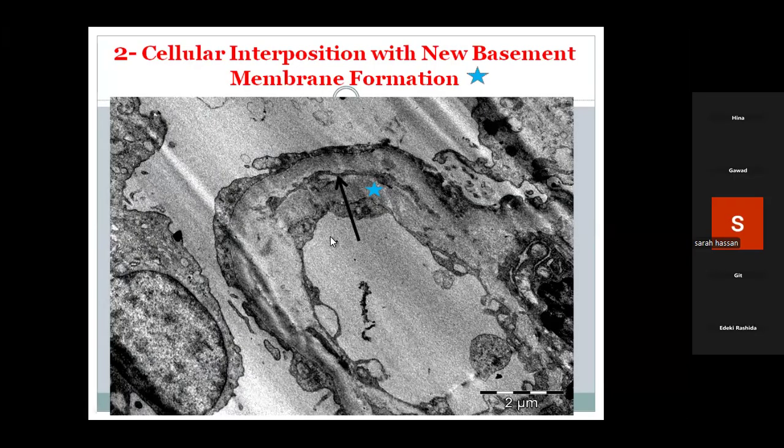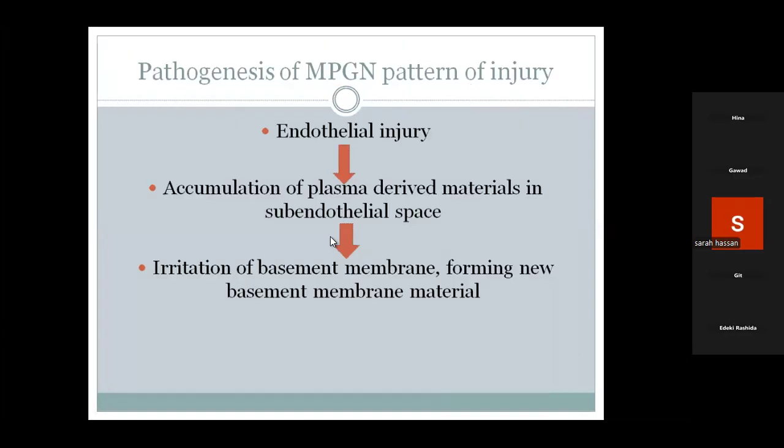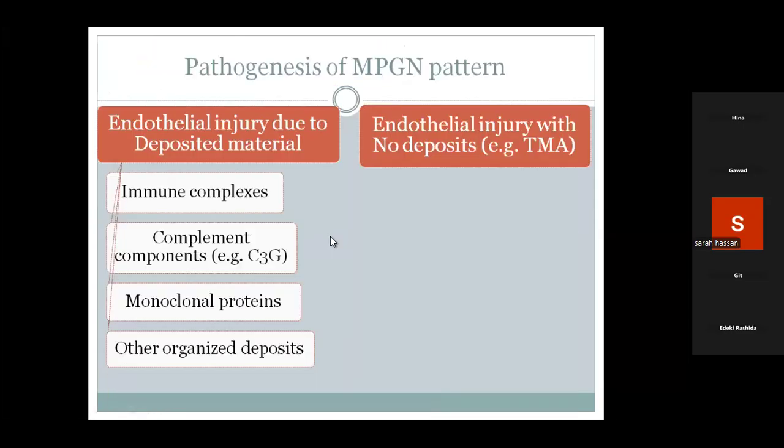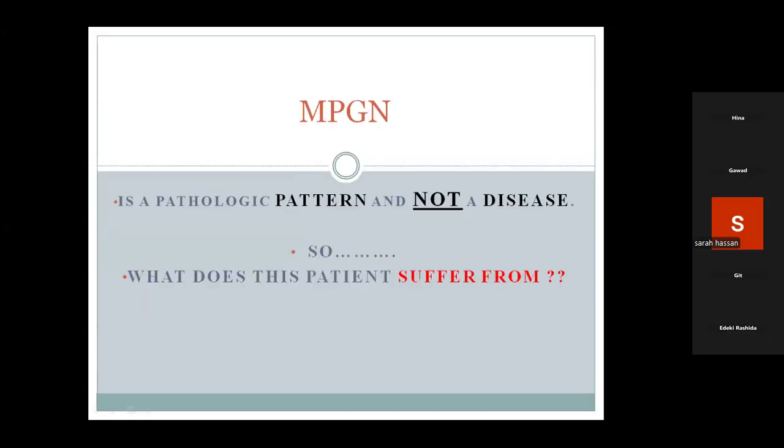So let's continue. The endothelial injury causes accumulation of plasma-derived material in the subendothelial space, and irritation of the glomerular basement membrane ends up with the double contouring. So endothelial injury could be due to deposited material that may be immune complexes or complement components, as in C3G, monoclonal proteins, or other organized deposits. And it could be an endothelial injury with no deposits, secondary to hypertension in cases of TMA. It's another type of MPGN.